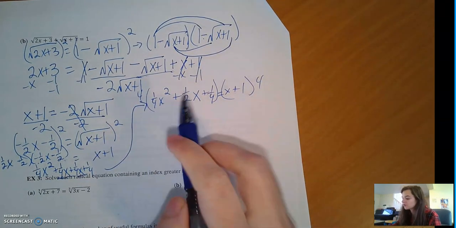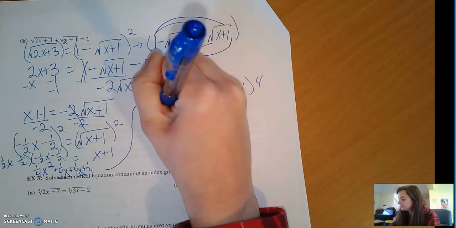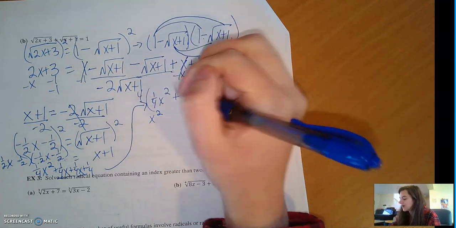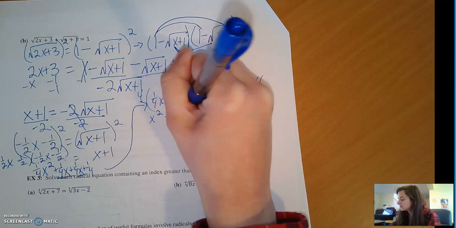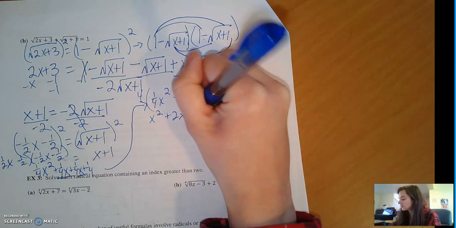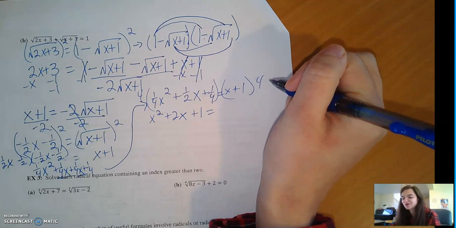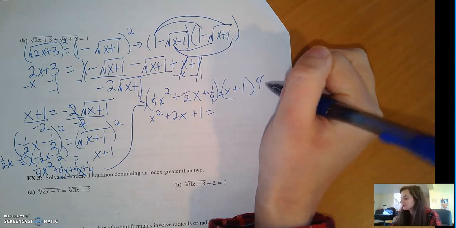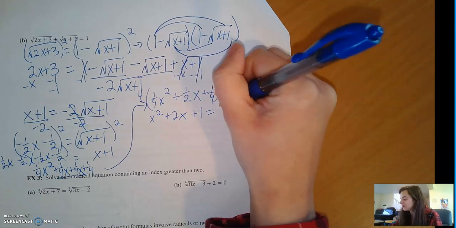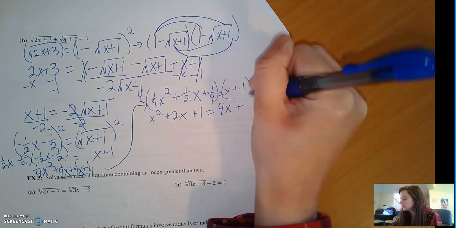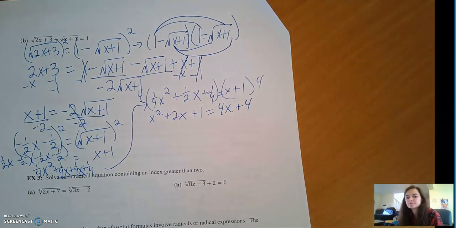So 4 times a 4th would be 1, so we'll have x squared. 4 times a half would be 2x, and 4 times 1/4 would be 1. On the other side, we do need to multiply both sides by 4, even though they don't have fractions, it still matters. So we'll have 4 times x, which is 4x, plus 4 times 1, which is 4.